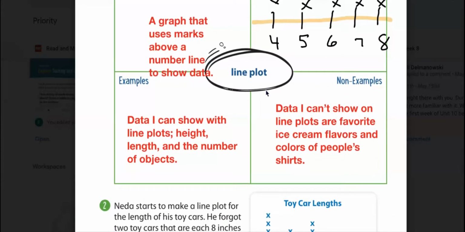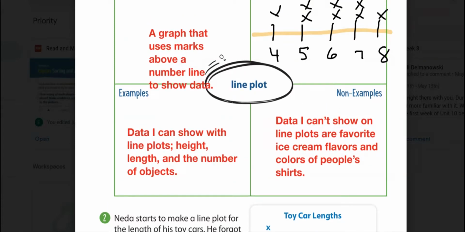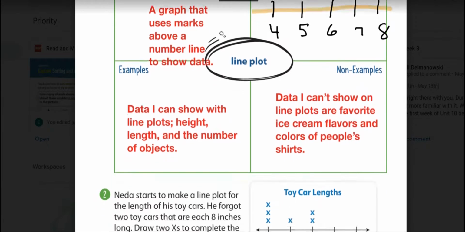All right, and examples of data I can show on line plots are height, length, and number of objects. But non-examples, data I can't show on a number line, are like ice cream flavors and people's shirts or favorite colors, because you just notice it's just numbers. So we're just using numbers, not favorite colors or favorite foods. It's all about numbers with line plots.